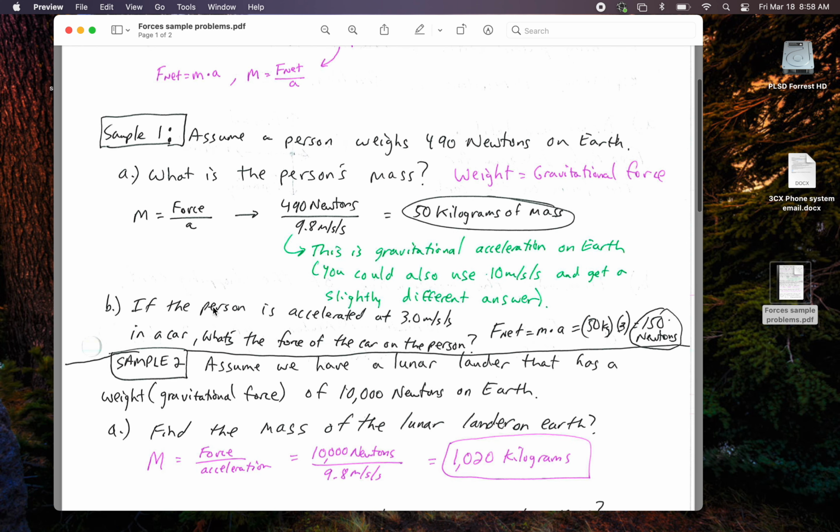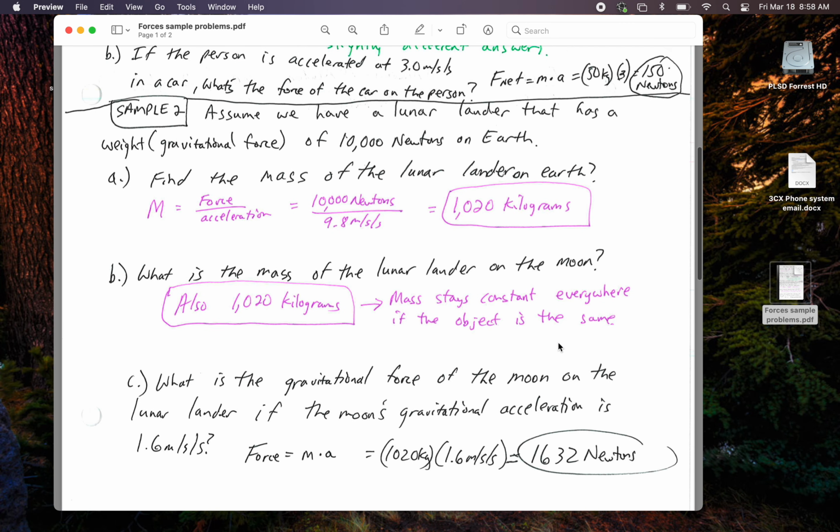So general formula first, plug in numbers with units, final answer circled with units. The last part of this, and I had to squish it here because I forgot about that, is if that person accelerated at 3 meters per second per second in a car, what's the force of the car on the person? So the car would have to push the person forward to accelerate the person along with the car. So we'd use this version of the formula. Plug in numbers, 50 kilograms times 3 meters per second per second, and this is 150 newtons of force.